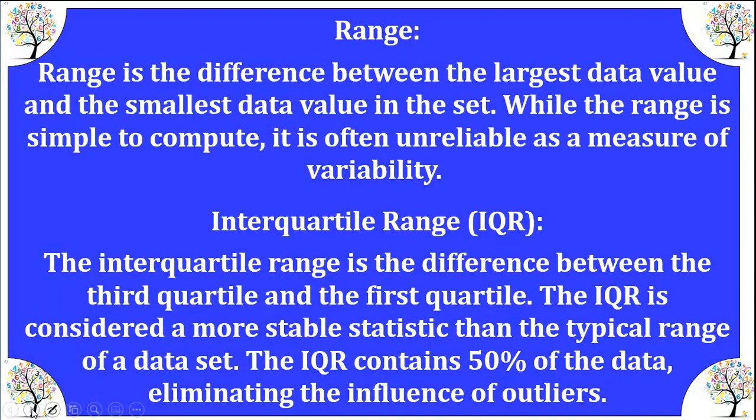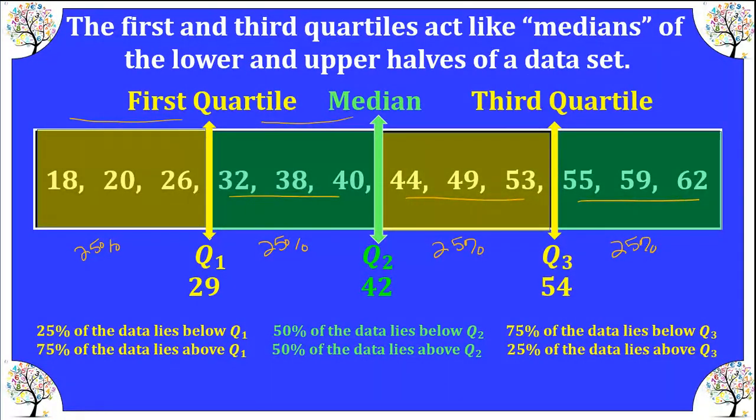So our range, like we said, is just subtracting the smallest from our largest value. Our interquartile range is finding the difference between Q3 and Q1. So if we look here from 29 to 54, this would be our interquartile range. And if we had any outliers, such as 18 or 62, I don't know if they are, but those values would not affect your median, and it also would not affect your IQR.